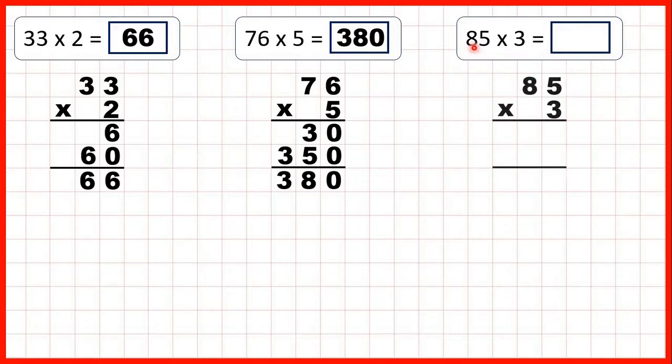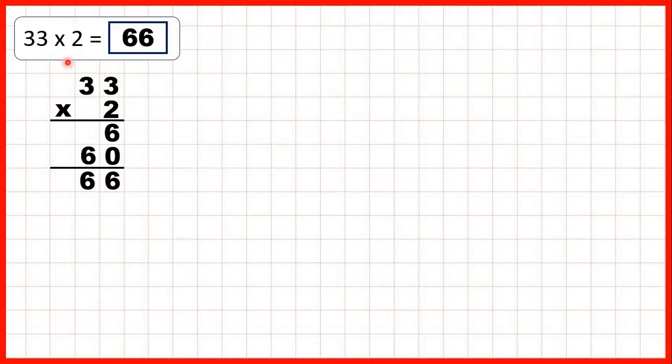Finally, we have 85 times 3. 5 times 3 is 15. We write a 0 on the end of our second answer line in our ones place because we're multiplying our 8 tens. 8 times 3 is 24, so then we just add up our answer lines to get 255.